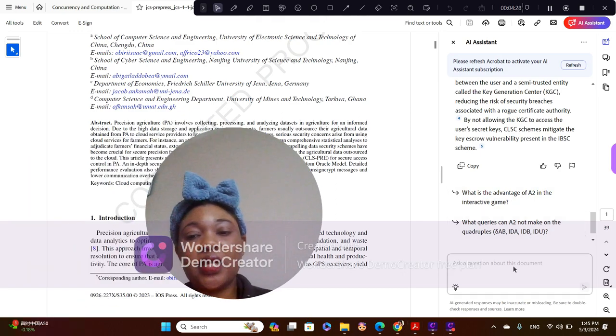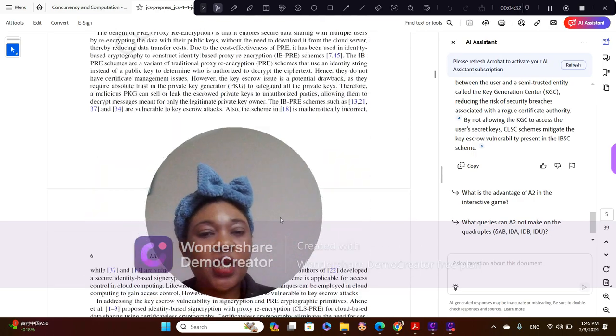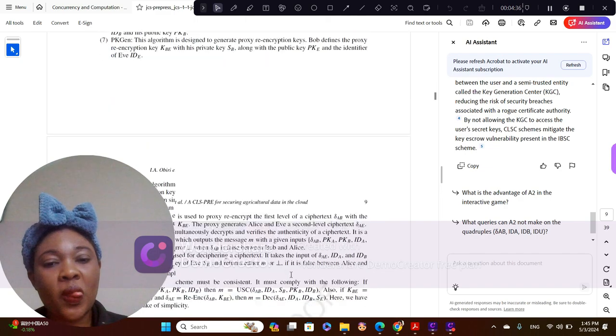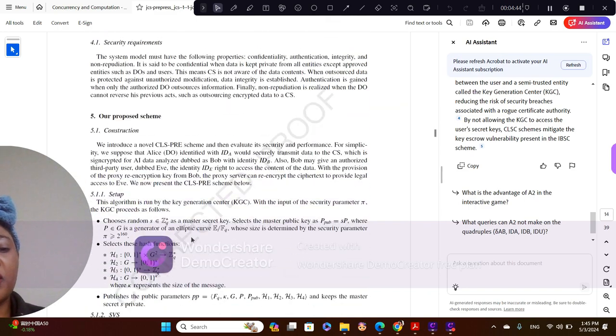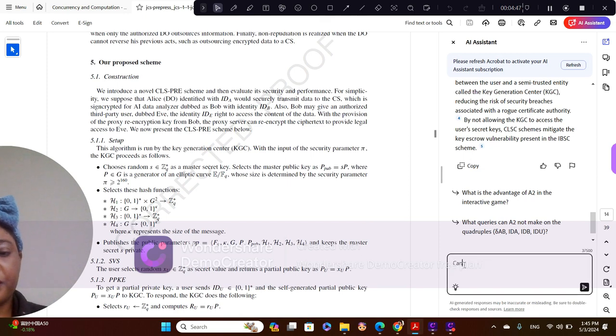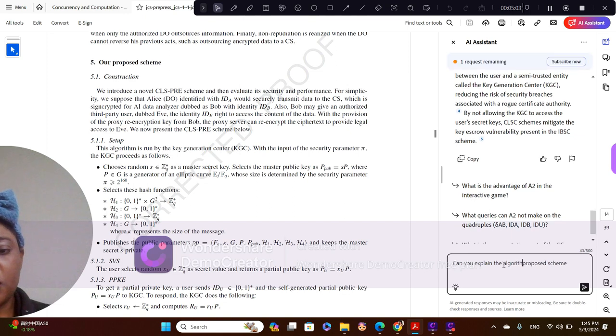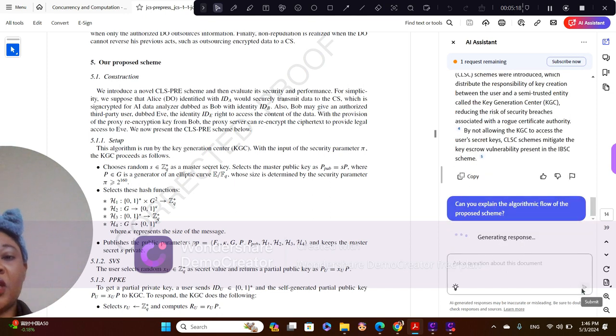So here, let's see one question. One thing I don't like about this is that, especially when you are battling with algorithms and you don't understand the process of the algorithm, let's say, can you explain the algorithmic flow of the proposed scheme? All right, let's ask it and see what answer it gives us, because you have only one request remaining. So let's use it up and see what goes from here.